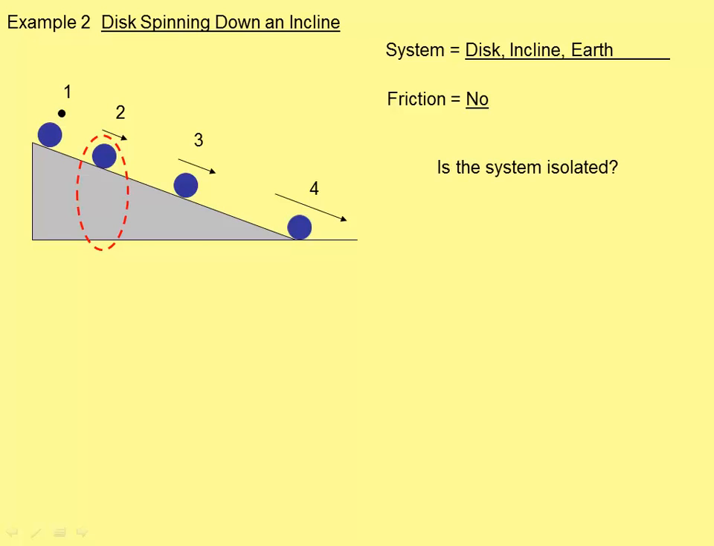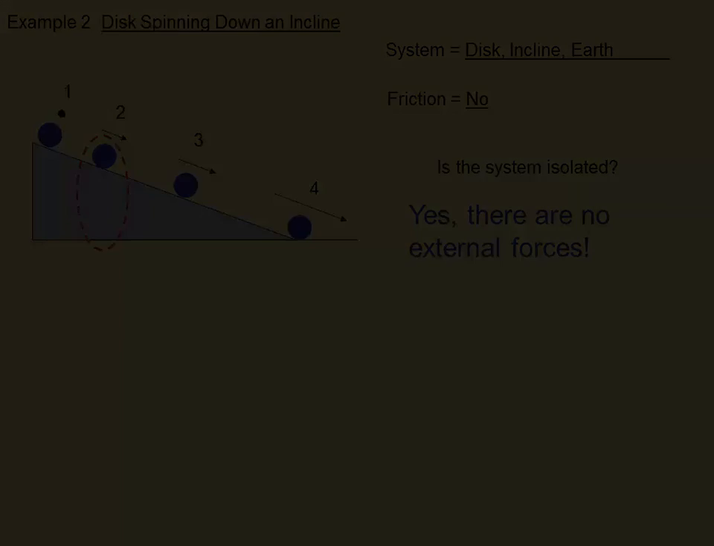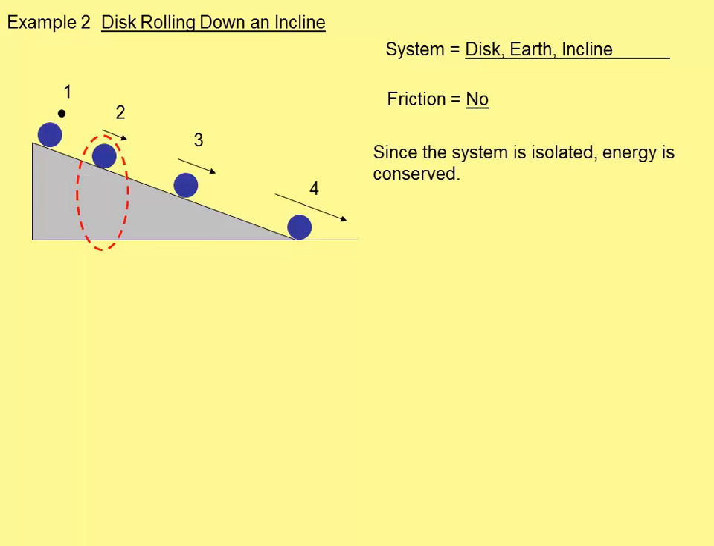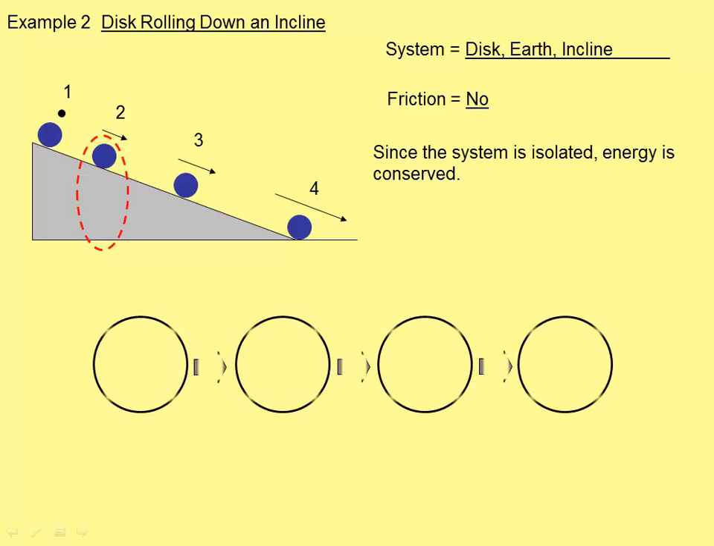So our next question, is the system isolated? Are there any external forces? Well, what forces act on the disk? Gravity, but that's between the disk and the earth. Normal force, that's between the disk and the incline. Even if there was friction, it would be between the disk and the incline. And that's it. So is it isolated? Yeah, it's isolated. Which means, again, energy is conserved. So if we were to draw pies of energy at position 1 compared to 2 compared to 3 compared to 4, they would all be the same size.